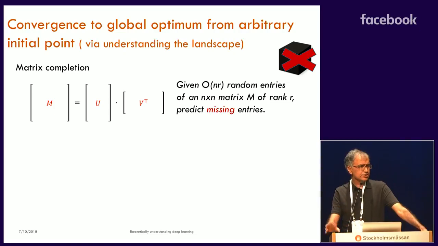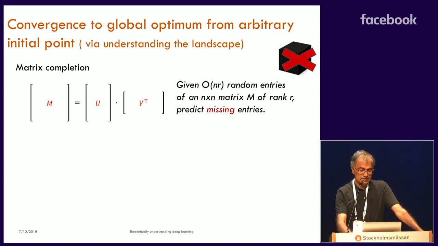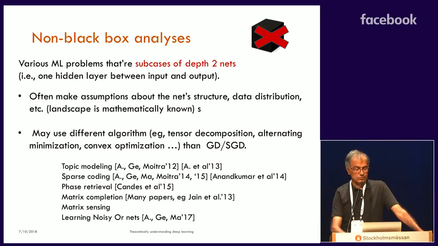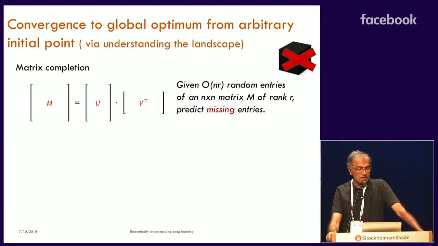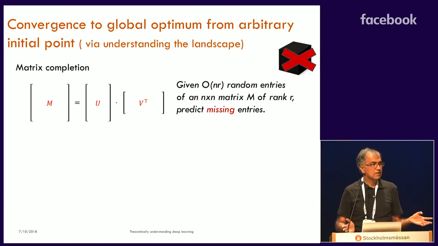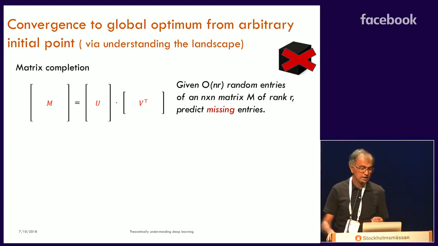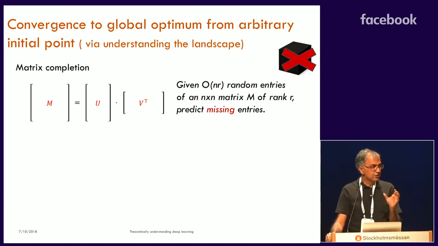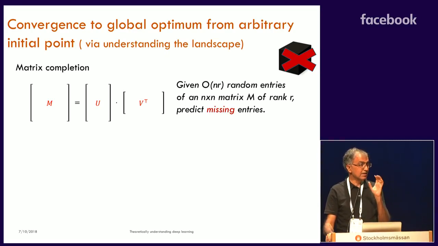So just in the last year or so, there's been progress on actually analyzing some of these special cases of depth two nets, using gradient descent, so even the analysis of gradient descent. And here's a very nice paper about matrix completion, which is a problem that theorists love, and there have been thousands of papers on it in the last 10 years. And now there's an analysis of matrix completion in the spirit of deep learning.